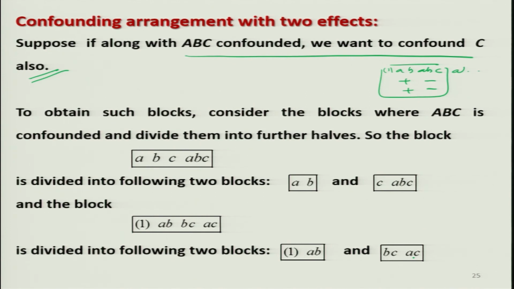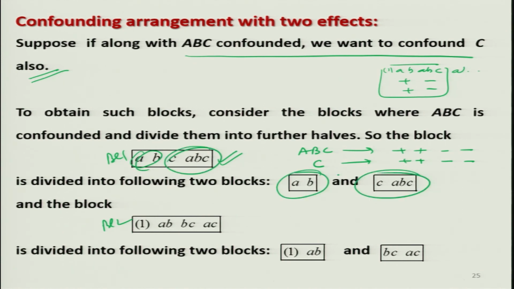So, in case you try to do it, if you remember, this is the block arrangement when you are confounding ABC. Suppose this is block 1 and this is block 2, right. Now, you look into the row of factor C and see, in the rows of ABC and C, which treatments have the plus sign, and assign them to blocks, say block 1 and block 2, and those appearing with the negative sign you assign to the other 2 blocks. So, if you do so, you will get A and B in one block, C and ABC in another block, and from block number 2 you can further divide them into 1 and AB in the first block, and BC and AC in the second block here.